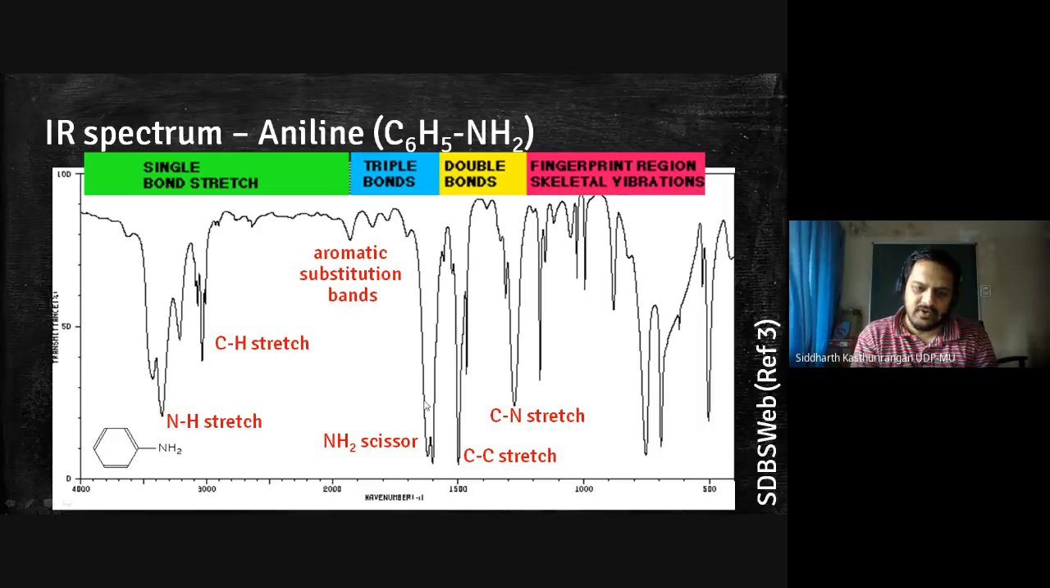This is again due to the scissoring vibration of the NH2 or amino group. And you will not observe these also. These bands, one, two, three, four of them, are observed only when there is a substitution on a benzene ring. Then this induces certain vibrations in the ring itself, and that is what leads to these bands.